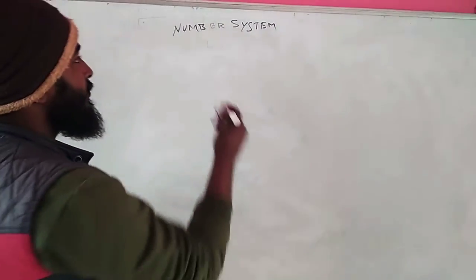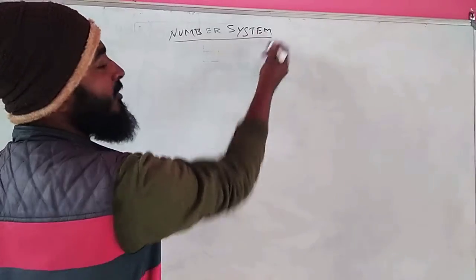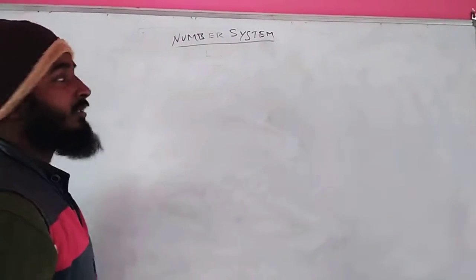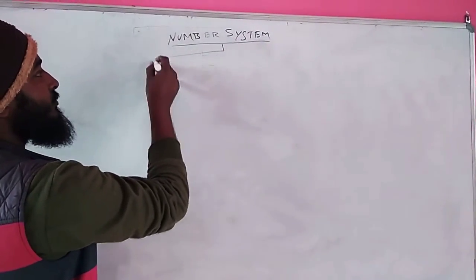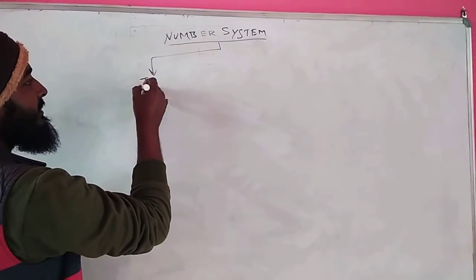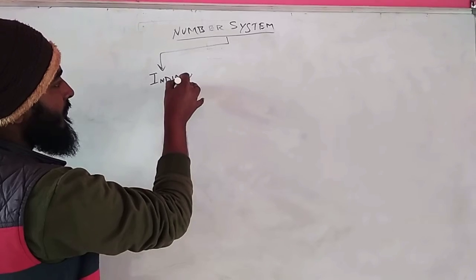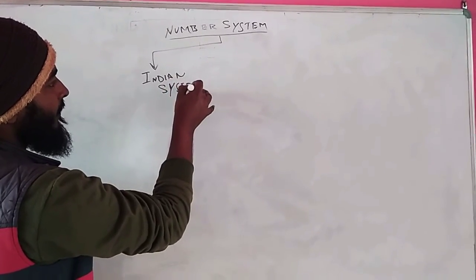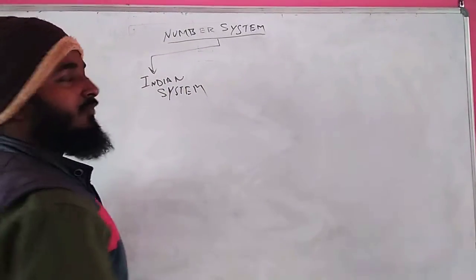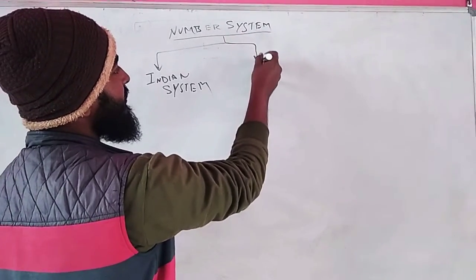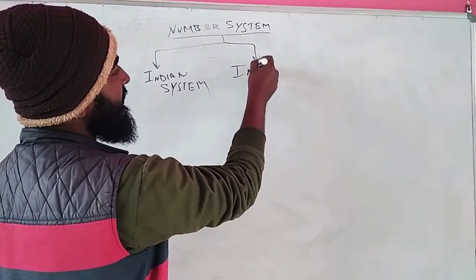This topic, number system, has a mechanism. We will deal with the mechanism, and once we learn it, we are done. Number system has two systems to write the number. First of all, the Indian system, and then the second one is the international system.